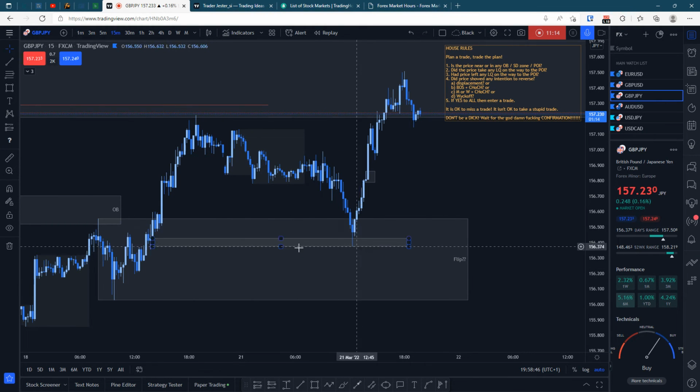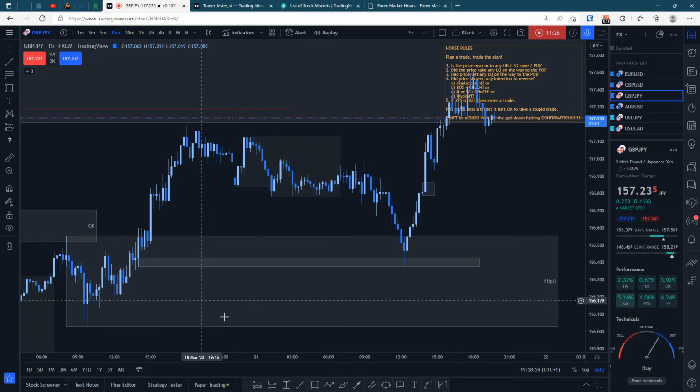This zone right here was put on after the video analysis, but before the move happened. Why I chose this zone that eventually held and why this is a flip zone, I will explain.